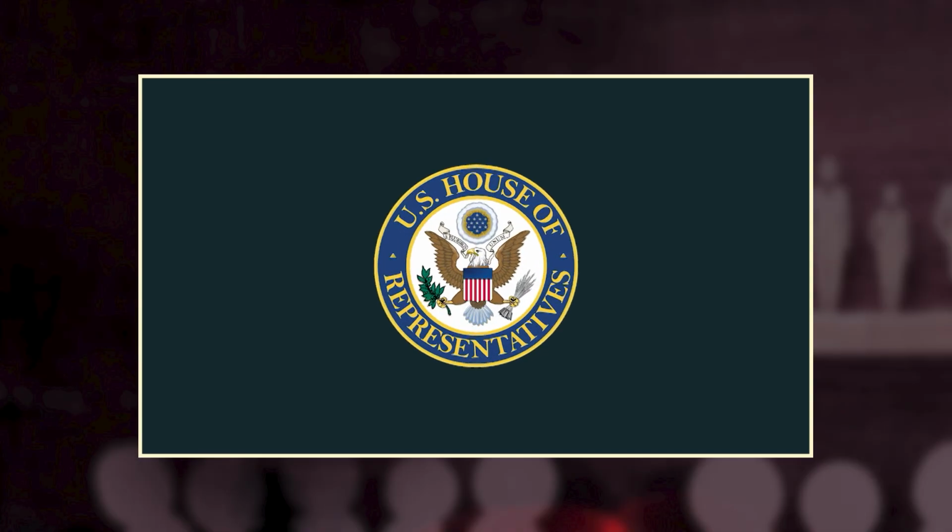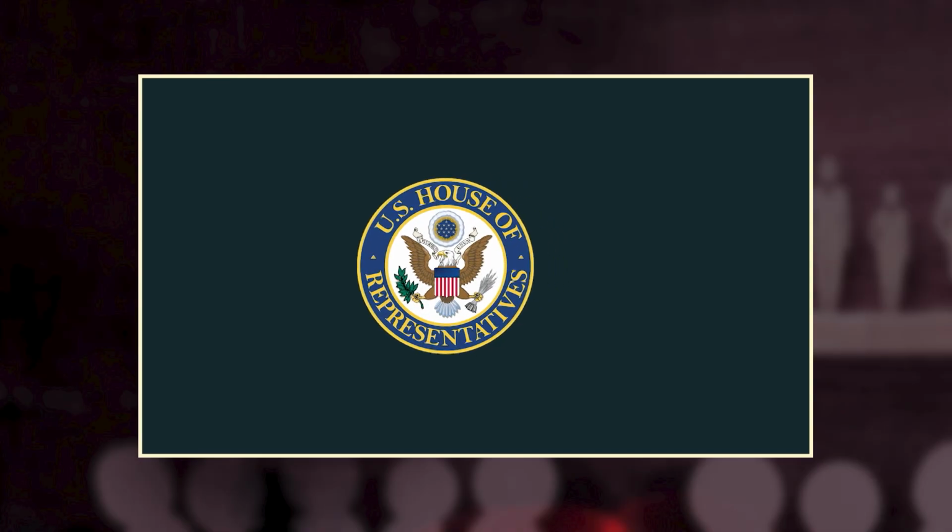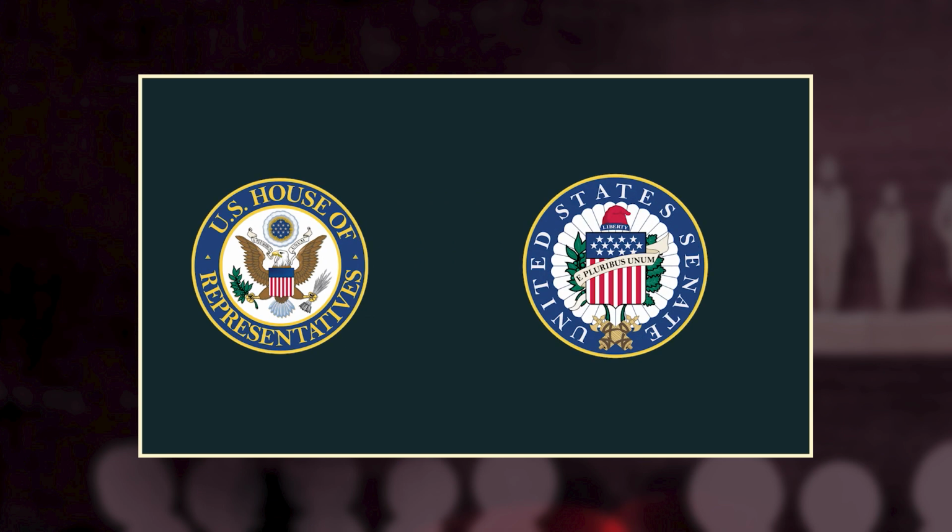In the US, for example, first past the post is used in state level elections to elect members of the House of Representatives and the Senate, as well as in the Electoral College for the election of the president. In India, first past the post is used in the Lok Sabha, that is the House of the People, the lower house of the parliament, to elect members.